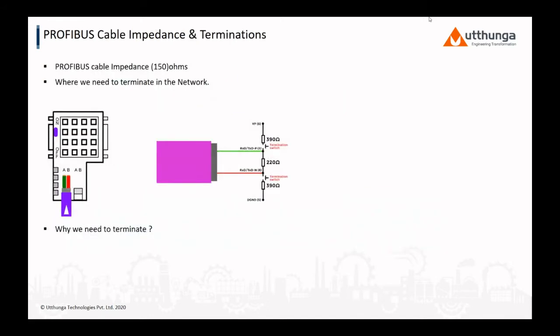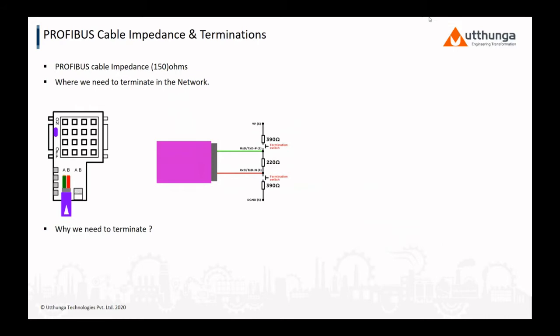Next, what is impedance and terminations? Impedance and termination. The impedance of PROFIBUS cable is 150 ohms. And if you ask why terminations are important in the network, I was visiting a lot of plants, and we understood that terminations were improper in many networks. Then we understood we need to educate the maintenance team on why termination is important in the network.